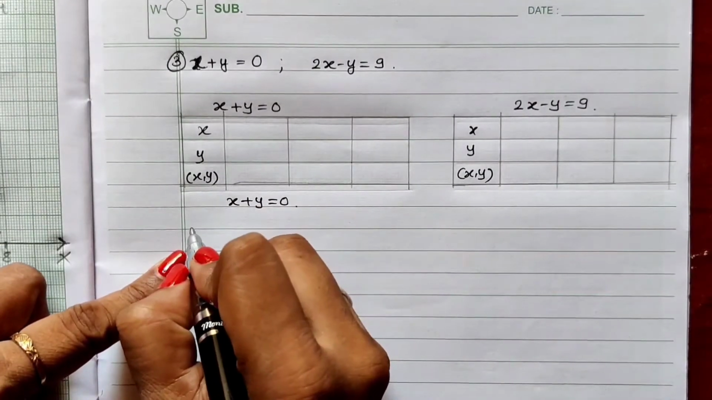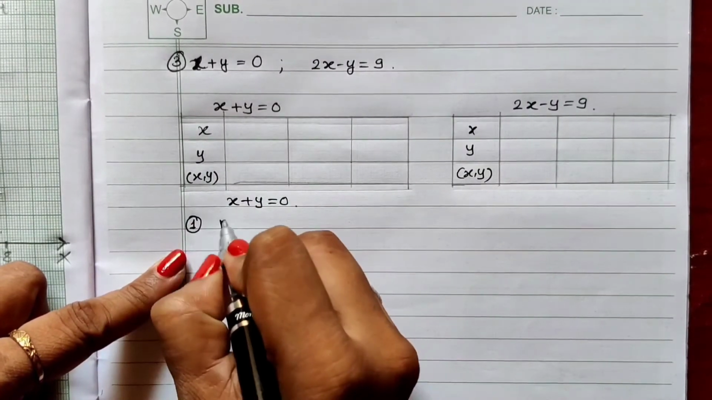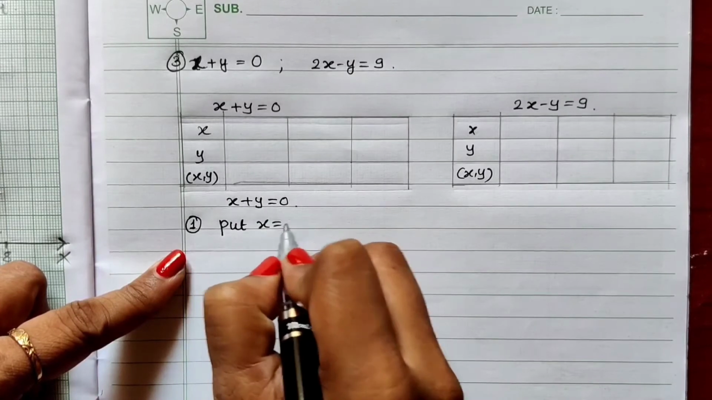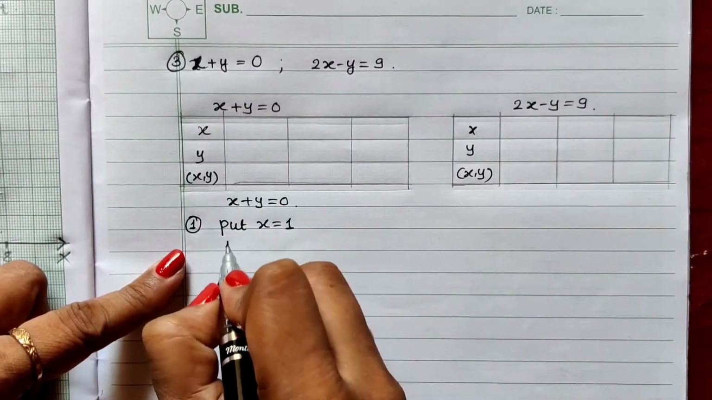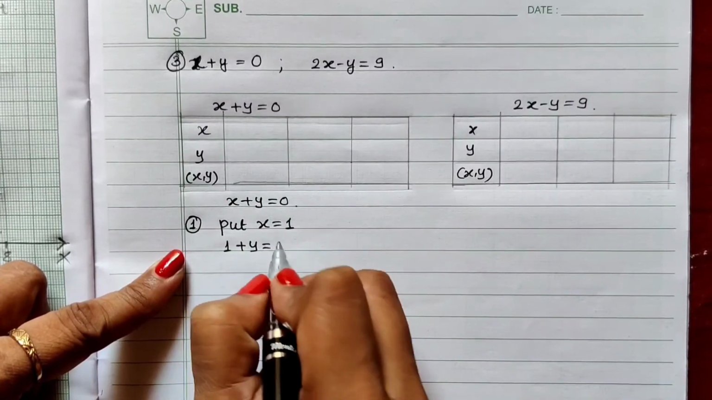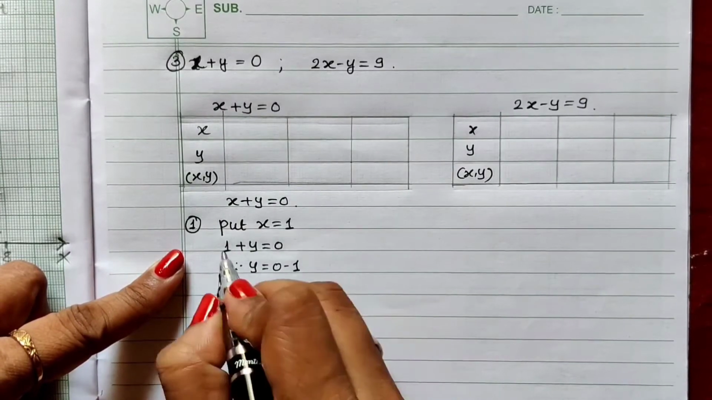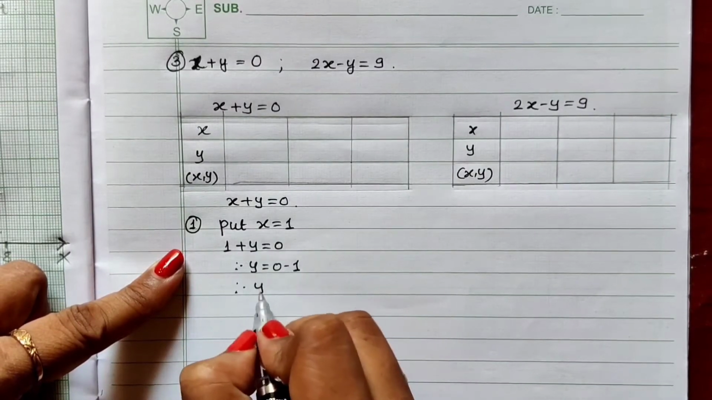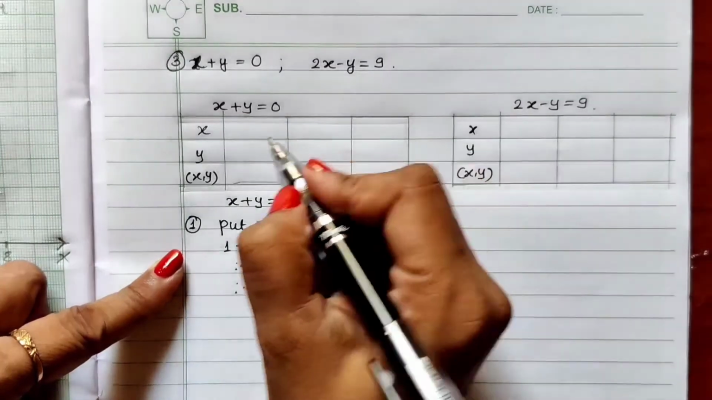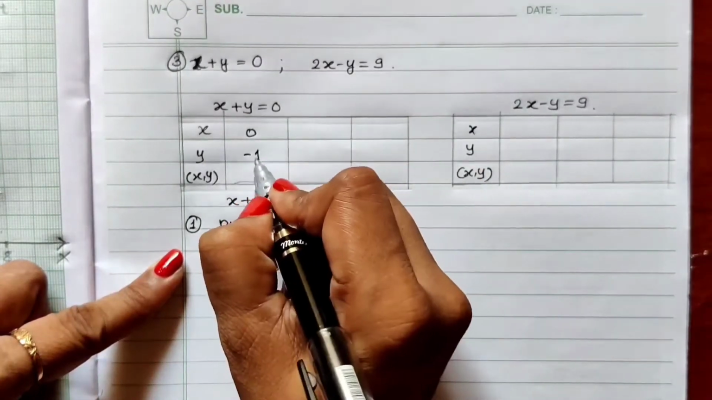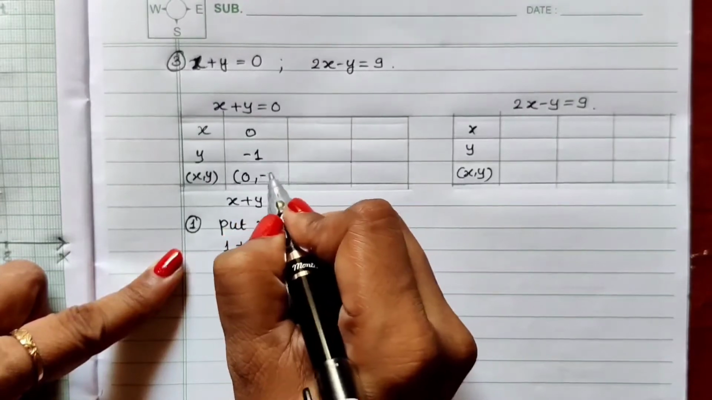First equation very easy. Put x is equal to 1. So in place of x we write 1 plus y is equal to 0. Therefore y is equal to 0 minus 1. This plus 1 will become minus 1, and therefore y is equal to minus 1. So x is 0, y is minus 1. Coordinates are 0, minus 1.